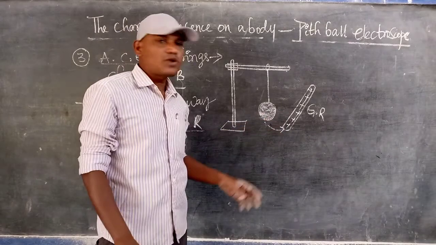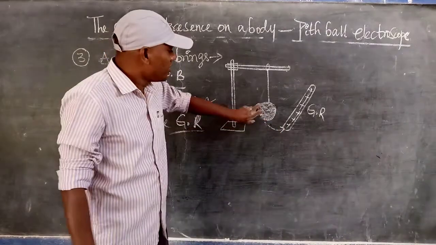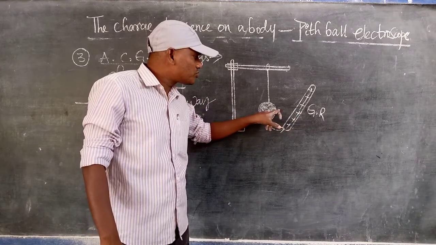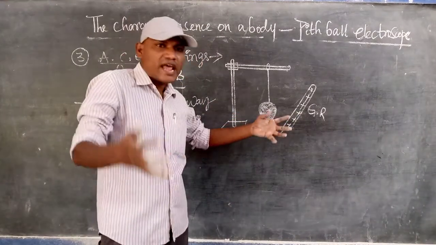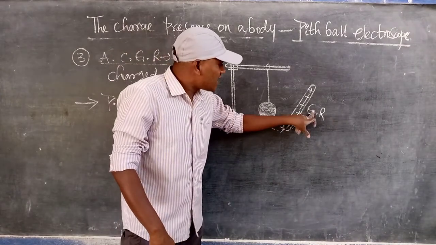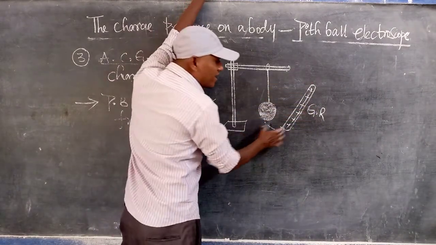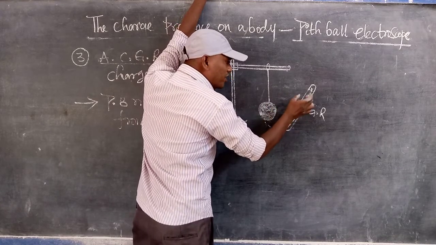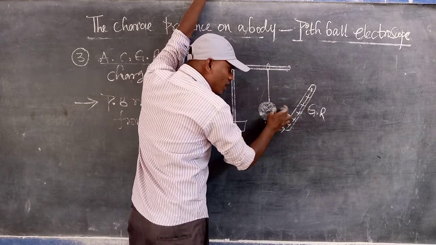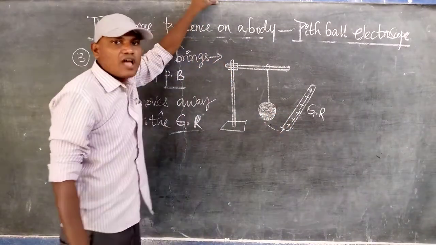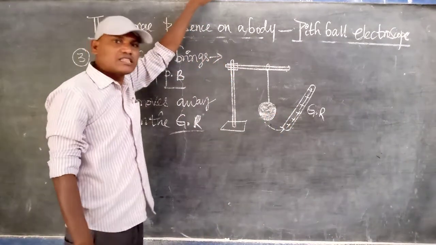These two are attracted. For example, this is the charged one. Now we take the uncharged one and slowly bring it here. What will happen? These two again attract. For example, when a charged body is brought towards the pit ball, if the two are attracted, what is the meaning? They have opposite charges present on their bodies.